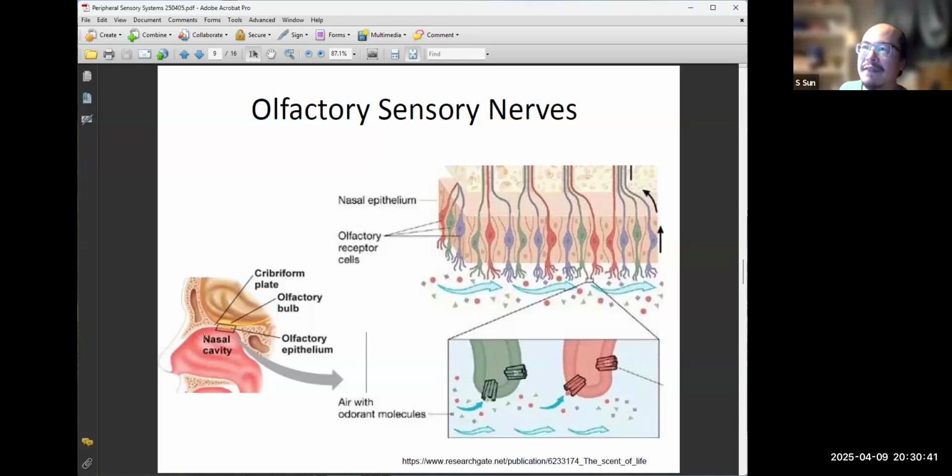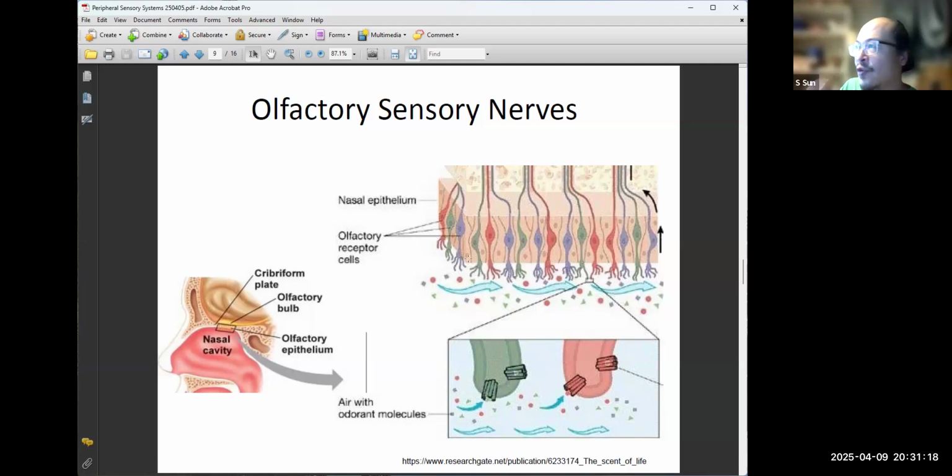By your nasal cavity, your sensory neurons reach out to the roof of your nasal cavity. You can see this is the air coming through. These are the odor molecules, odorant molecules. They will bind on the receptors. You can see that they are different colors, meaning that they detect different kinds of odorant molecules.